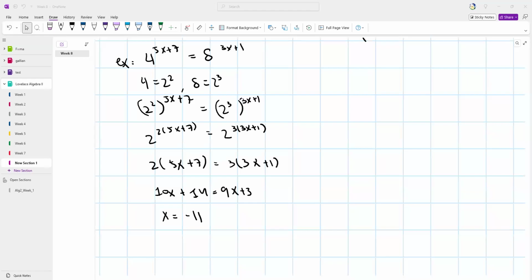Okay, so I guess now we can talk about, let's do something with log properties.